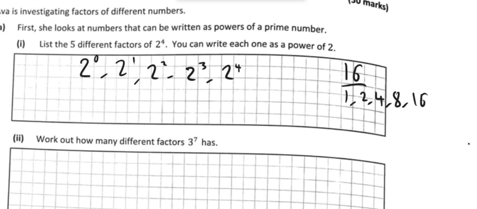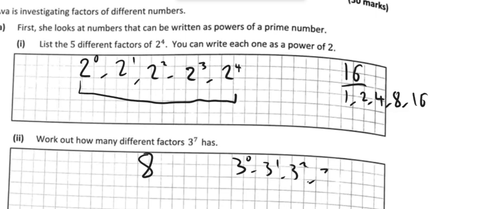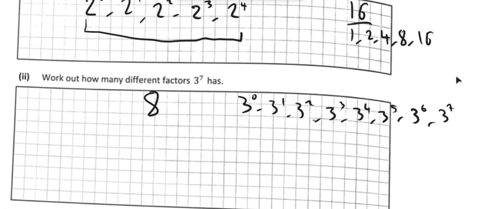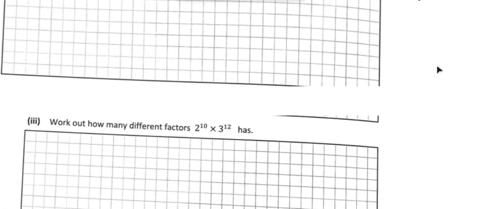So then work out how many different factors 3 to the power 7 has. So in this one up here there were 5 different ones, and it was all of those. So here it has to be 8. So it's just going to be 3 to the power 0, 3 to the power 1, 3 to the power 2, 3 to the power 3, 3 to the power 4, 3 to the power 5, 3 to the power 6, and 3 to the power 7 itself is a factor of itself. So that's all you have to do for those two parts.